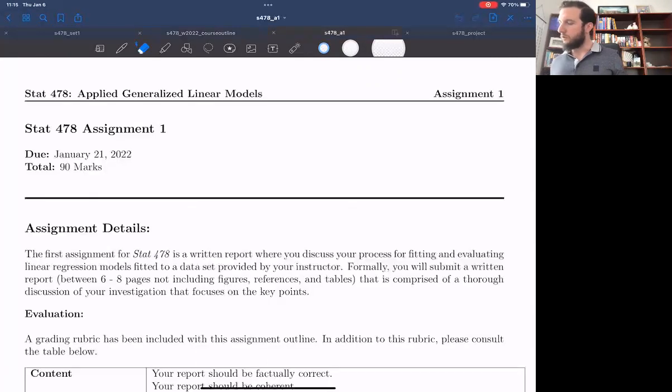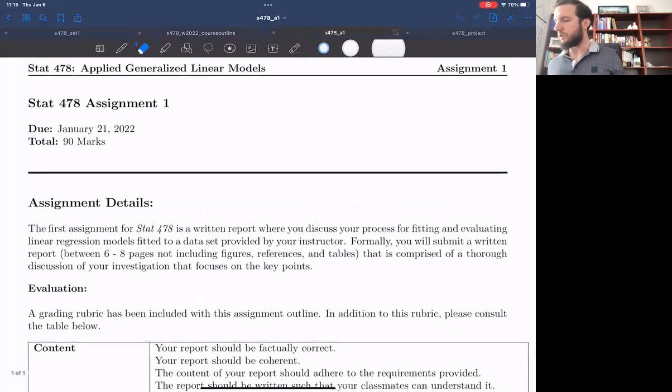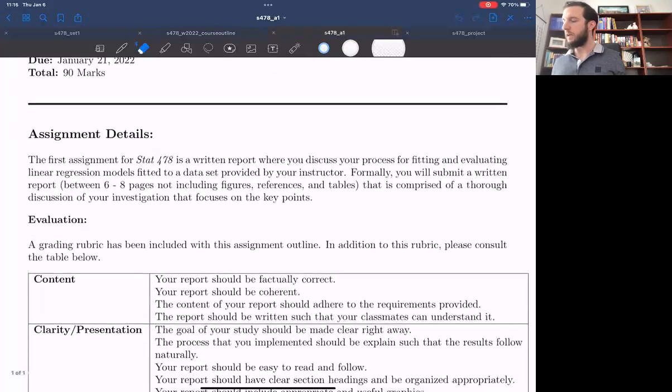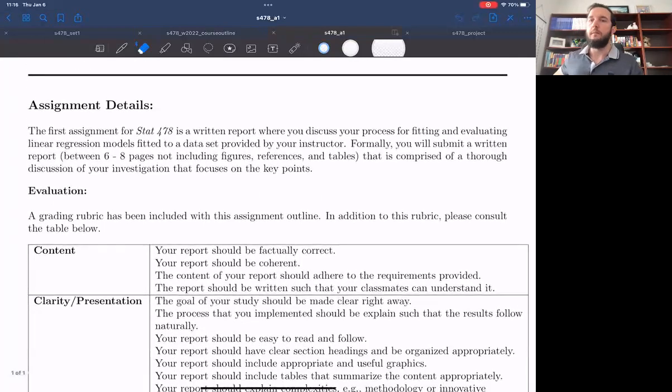All right, so the first assignment, which again is due January 21, is a written report where you discuss a model fitting process and evaluation of a linear regression model. So this is effectively a kind of smaller version of what you did for your Stat 378 project.